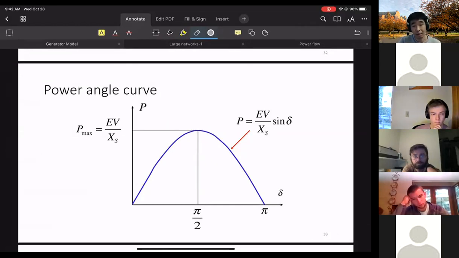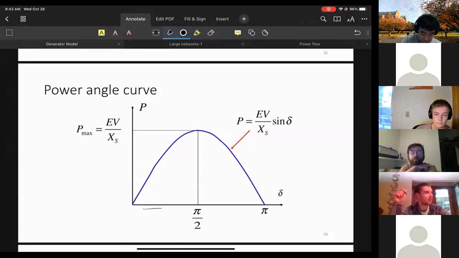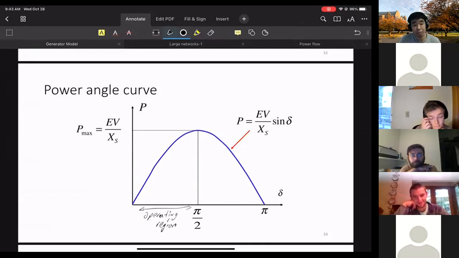If you think back to the transmission line example, which side do we want to operate on? Do we want to operate to the left of pi over two, or to the right of pi over two? To the left, right? For stability reasons, we want to stay on the left. So this is the operating region. And that's why for generators, this gives us a maximum power the generator can output.